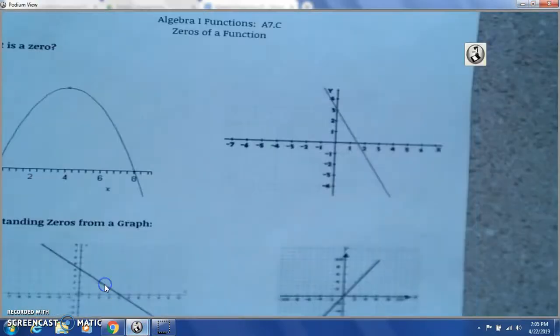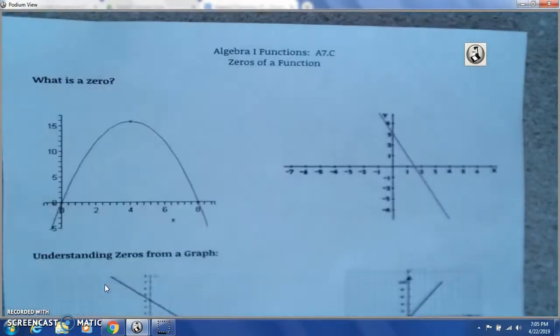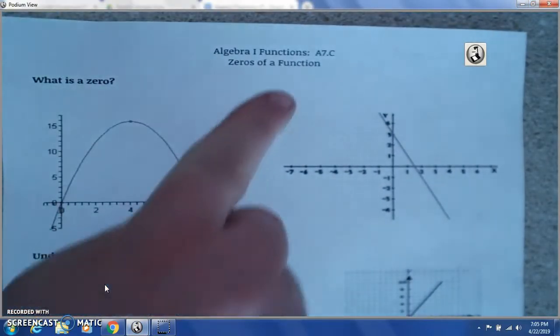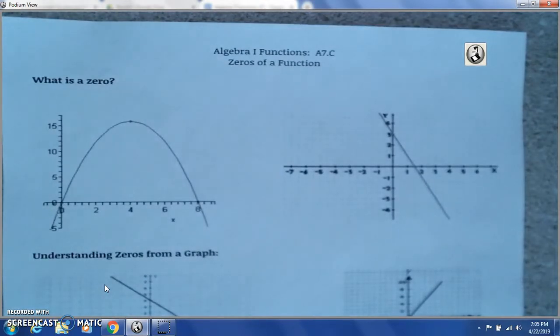Alright kiddos, today we are going to be looking at Algebra 1 functions. It's SOL 8.7.C, and it's all about the zeros of a function. So the first thing that we're going to talk about is what is a zero, okay?